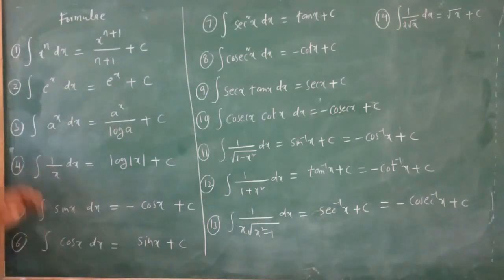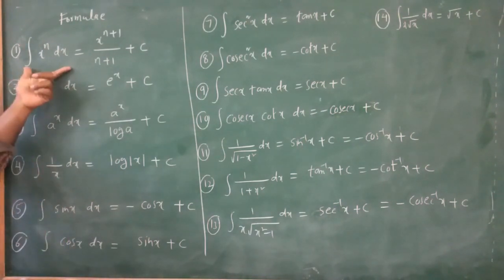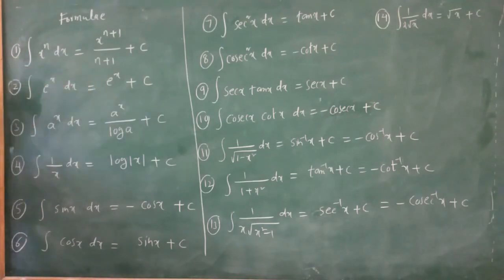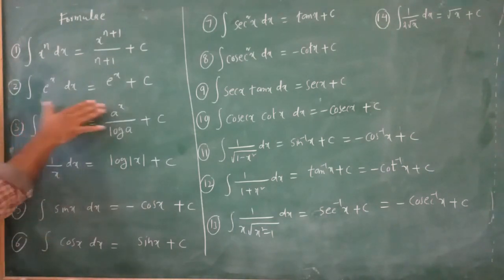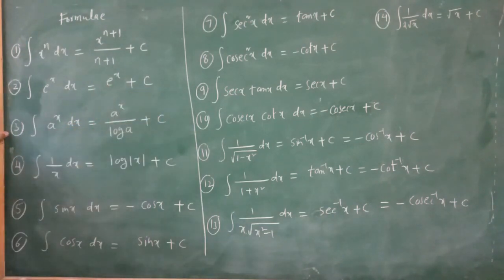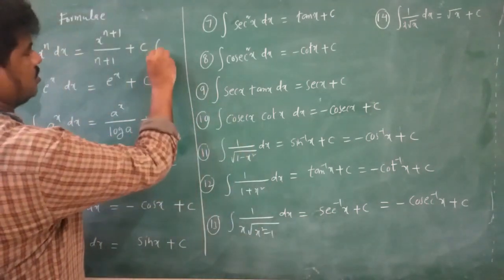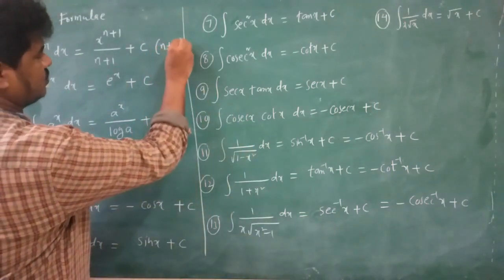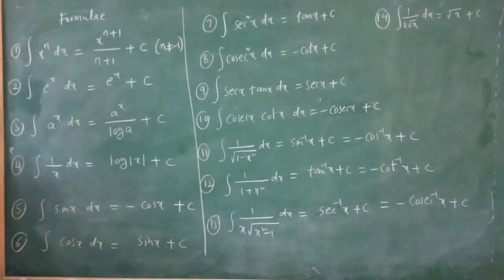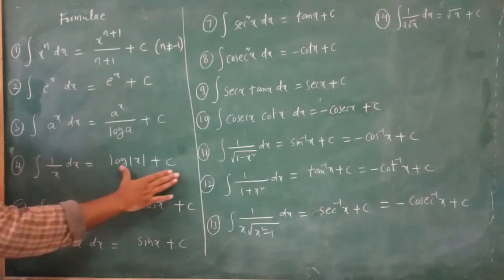Just see once again. The integral of x to the power of n dx is x to the power of n plus 1 divided by n plus 1 plus c. Second one, the integral of e power x dx is e power x plus c. Third one, the integral of a power x dx is equal to a to the power of x divided by log a plus c. Here n not equal to minus 1. Next, fourth one, what is the integral of 1 by x? Log mod x plus c.